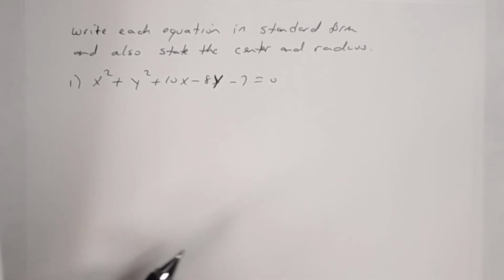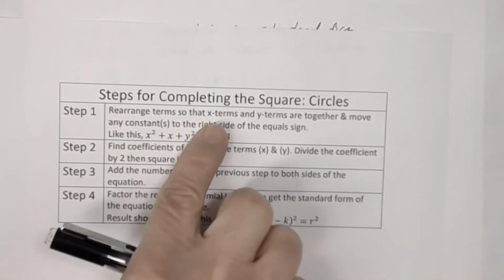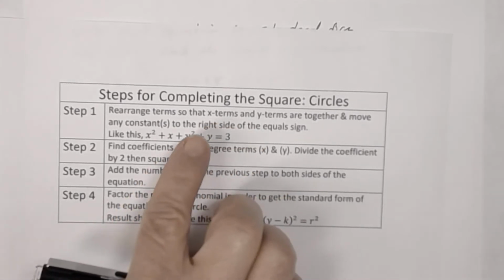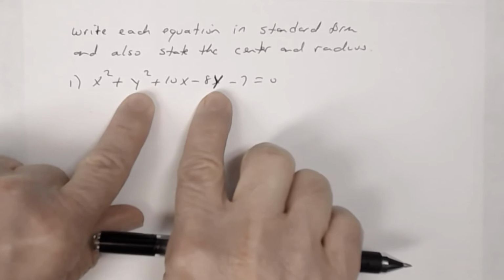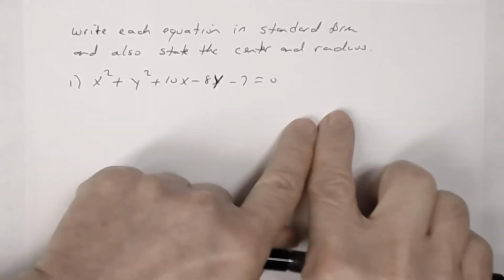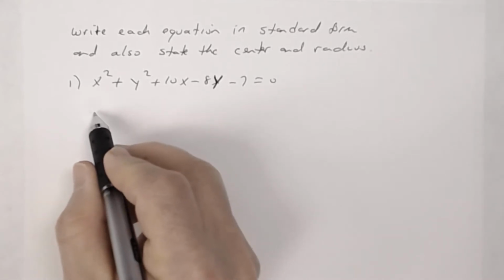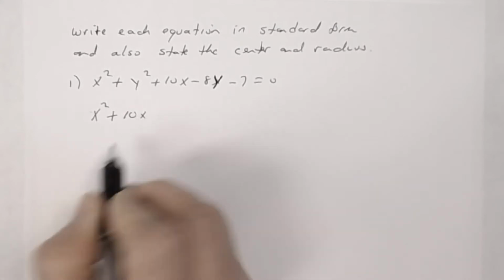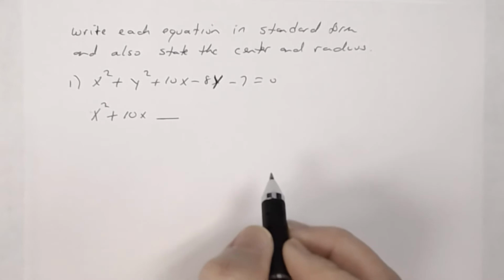All right, step 1. We're going to rearrange the terms so that the x terms are together and the y terms are together. Now listen to what I'm going to say as we go through the process. So we got to put the x terms together, and we got to put the y terms together, and we're going to bring the constant to the other side. Okay? All right. So as we do this, though, I want you to do this. So we're going to say x squared plus 10x. I'll put the x's together. Leave a blank there. Go ahead and do that.